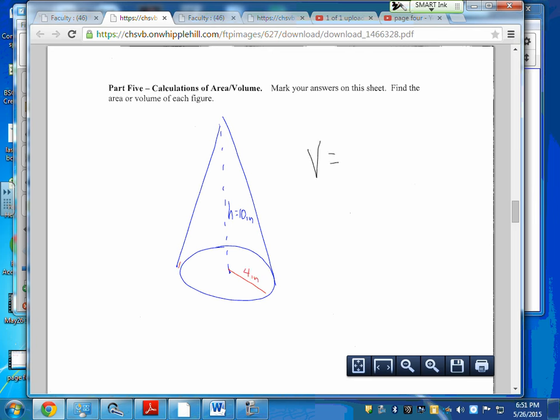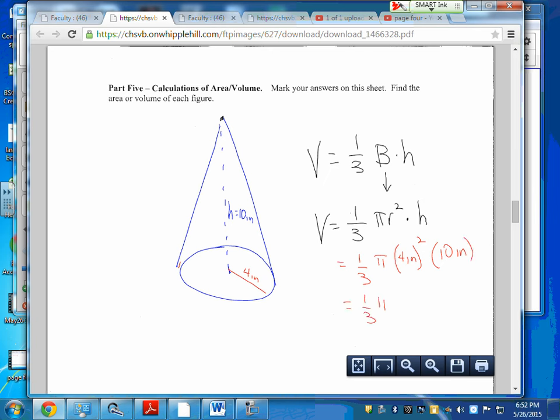You should know the formula: 1/3, because of the point on top, and then we need the area of the base times the height. But because the base is a circle, this is particularly easy. It's pi r squared times height. And we have all the information we need here. So 1/3 times pi. The radius is 4 inches, but we have to square that. And then the height is 10 inches. So we have 1/3 times pi times 16 inches squared times 10 inches.